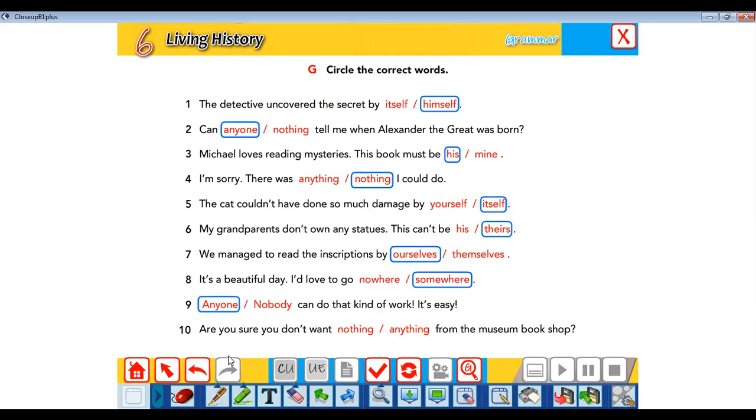It's easy. Okay, the last one, it will be number 10. Anything. Let's check. Anything. Yes, all of them are correct. It's okay. Now, I ask you to open your booklets on page 33. Page 33.